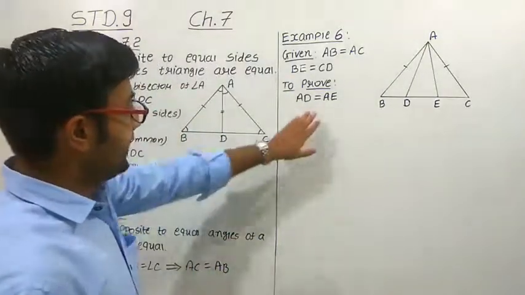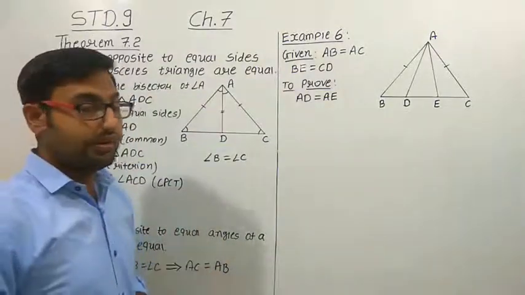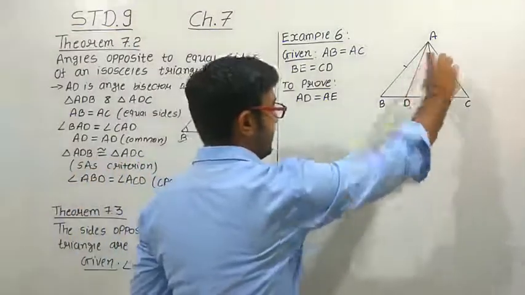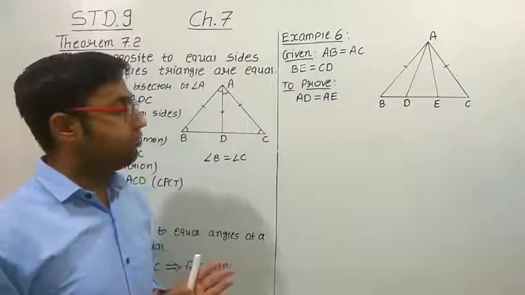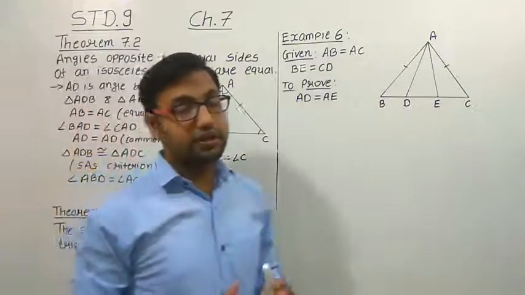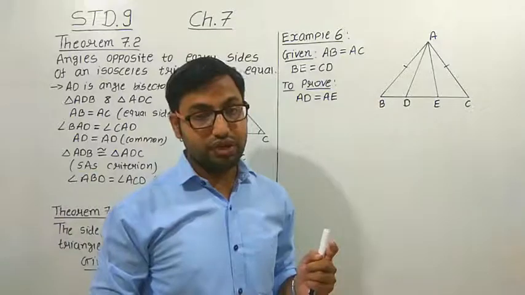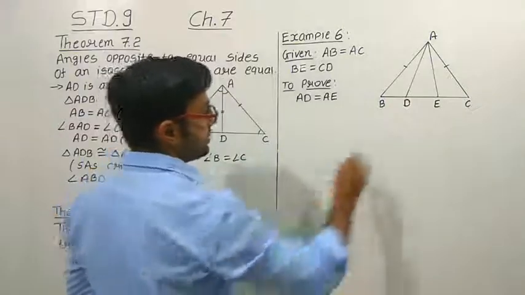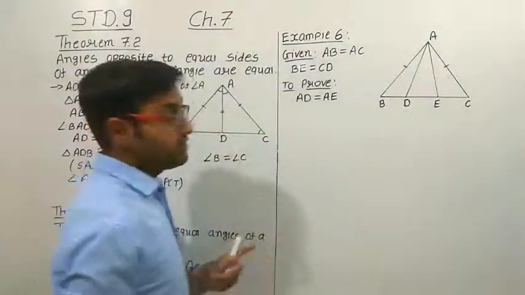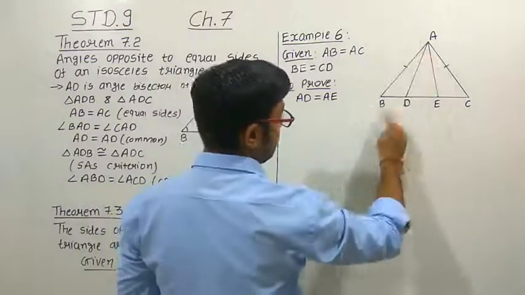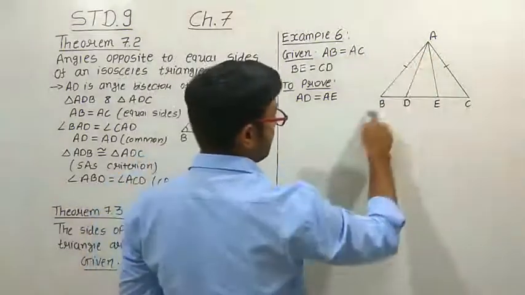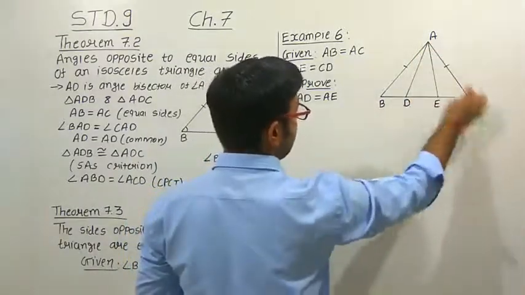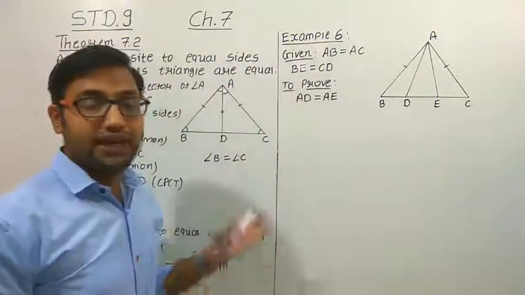Now, how can we prove that AD and AE are equal? The first question that arises in our mind is how we can prove that AD and AE are equal. This we can prove only by making two triangles congruent. So, in which triangle is this side AD there? See, AD is there in many triangles. Consider, one triangle is ABC, the main triangle. Then one triangle is ABD, one is ADE, one is AEC, one is ADC, and one is ABE. So many triangles are there.